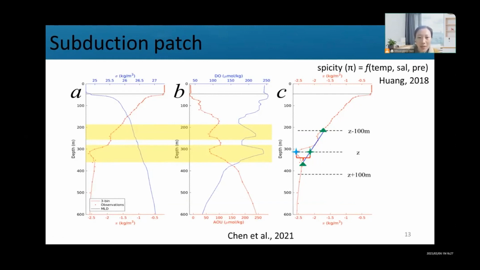Following the published studies, here we use the anomaly in AOU and spiciness to identify the subduction patches at depths. And these patches are indicators of the subduction events occurring in the vicinity. We developed approaches to quantify the anomalies and identify the subduction patches for each profile. I'm not going into much detail on the method about the quantification, but if you are interested, please refer to our paper for more details.